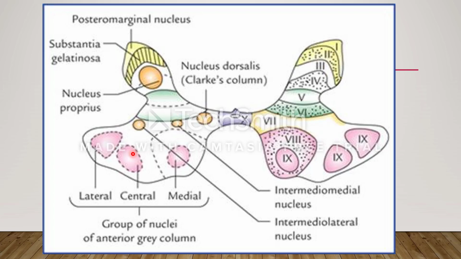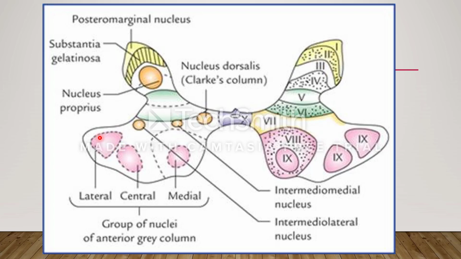In the central group, there is one more nucleus, which is named the lumbosacral nucleus. The lumbosacral nucleus, as the name shows, is present only in the lumbar and the sacral region, and it is for an unknown distribution.